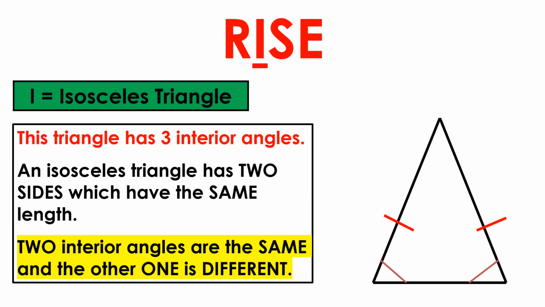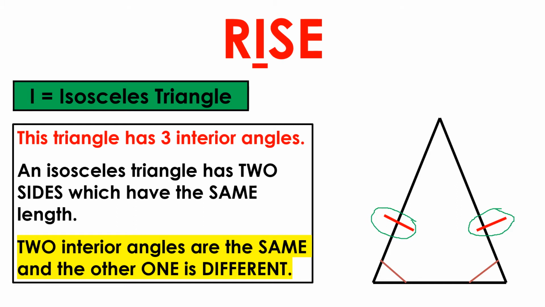The second letter in RISE is I. I stands for isosceles triangle. So this triangle has three interior angles, just like all other triangles. An isosceles triangle has two sides which are the same length. The two sides that are the same length are shown with lines like this.